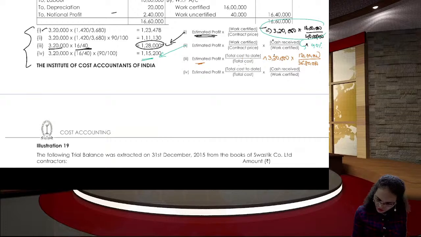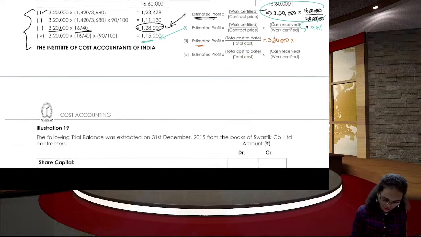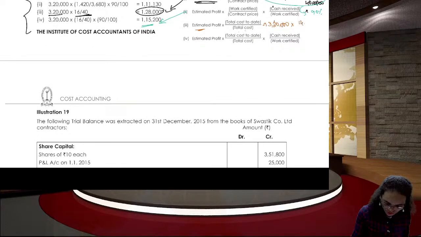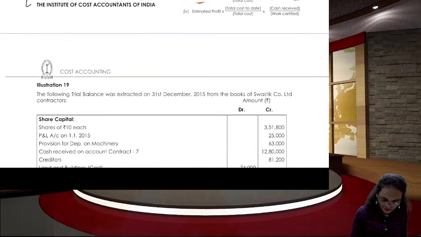You are getting 1 lakh. Where am I going wrong? Okay. Sorry guys, you take this total one, not this costing P&L. This costing P&L amount is also included for this project only. So total cost is this one. This is the total cost we have incurred: 4 lakhs plus 10 lakhs plus 20,000. That is 14,20,000, divided by 36,80,000.